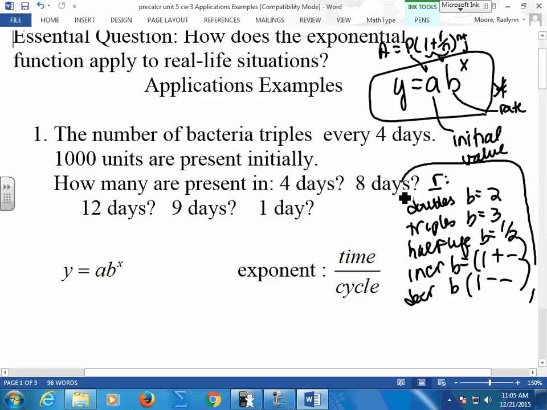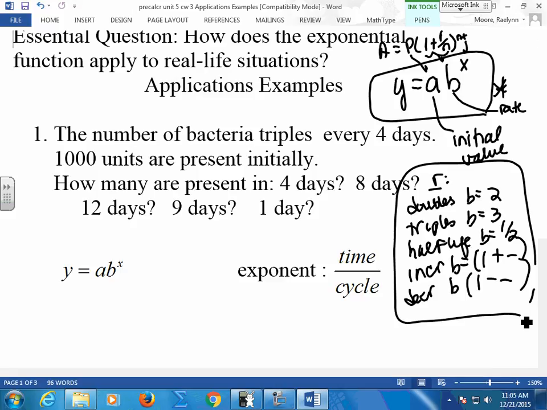These are the way your rates are going to go. Now your time is usually in days, in seconds, in minutes, in hours, in years. Sometimes your time has a cycle. And a cycle would mean every 4 days, every 5 years, like your half-life. Every 20 years, that's a half-life type thing.